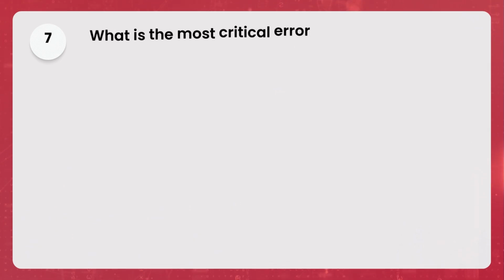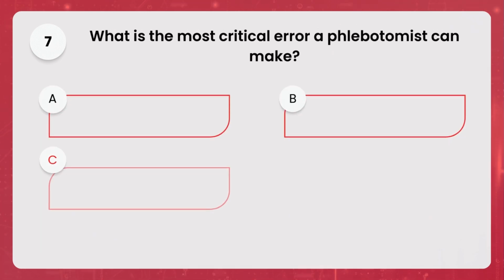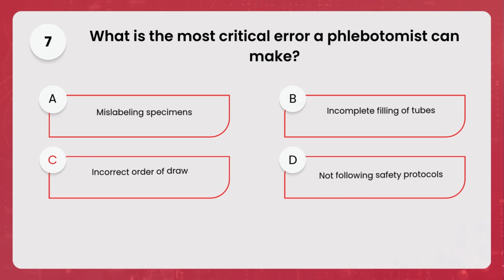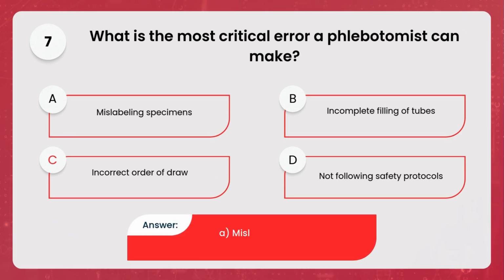Number 7. What is the most critical error a phlebotomist can make? A. Mislabeling specimens. B. Incomplete filling of tubes. C. Incorrect order of draw. Or D. Not following safety protocols. The answer is A. Mislabeling of specimens.